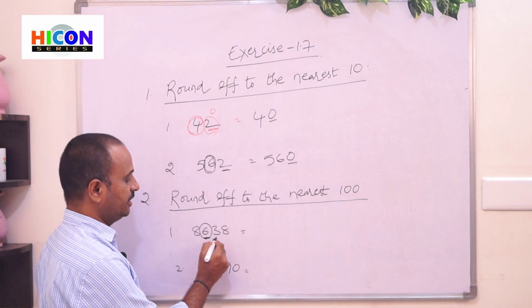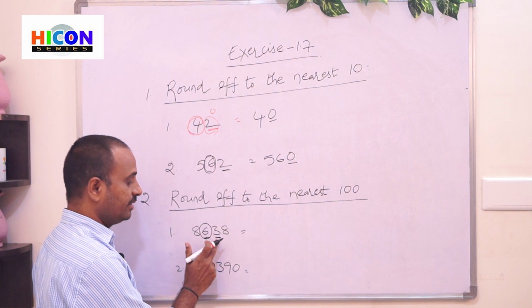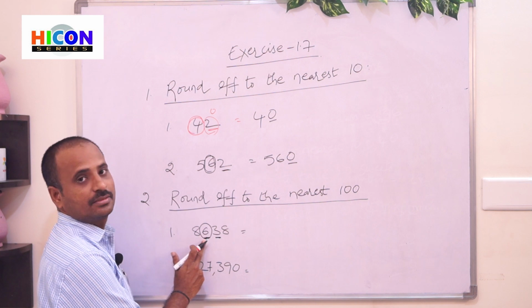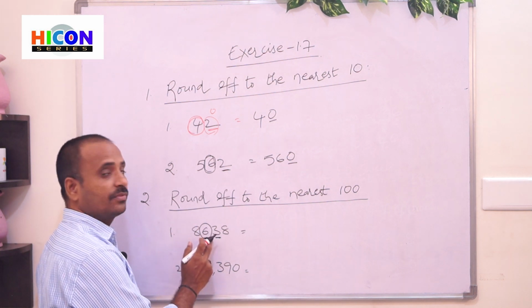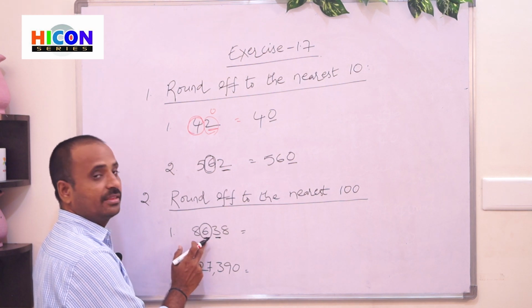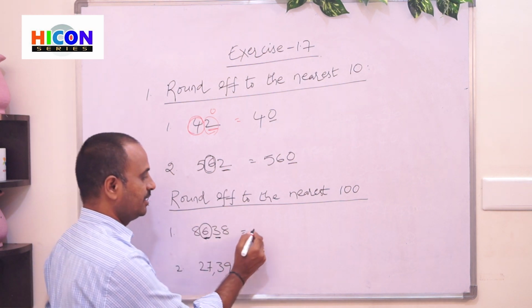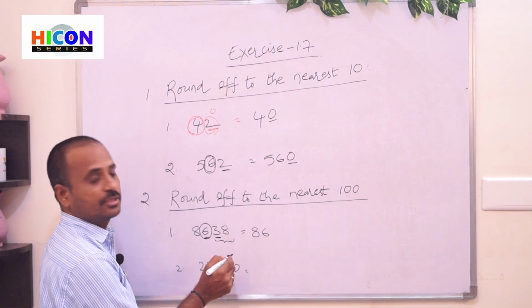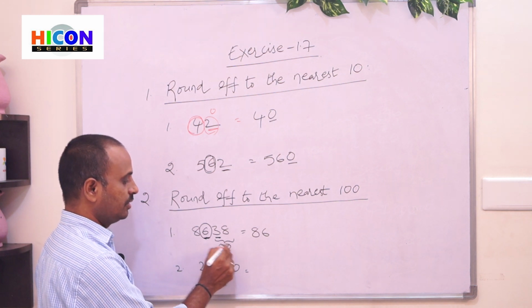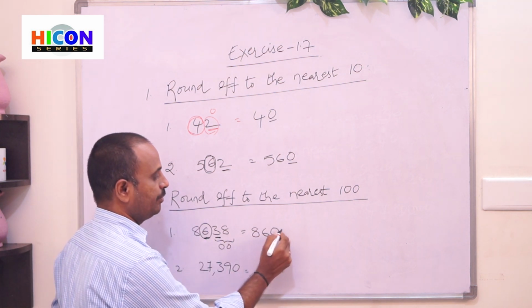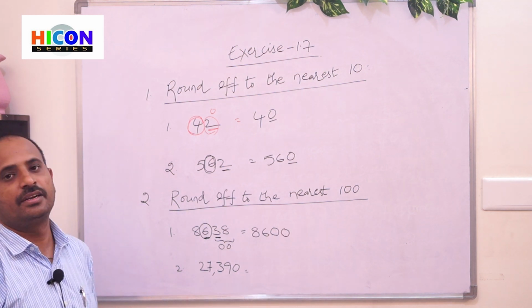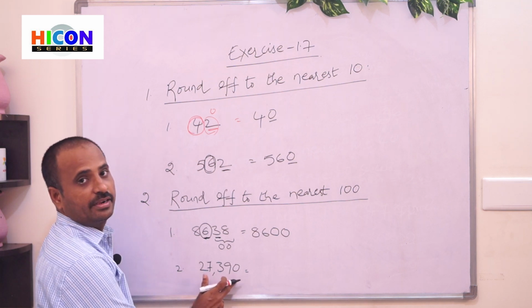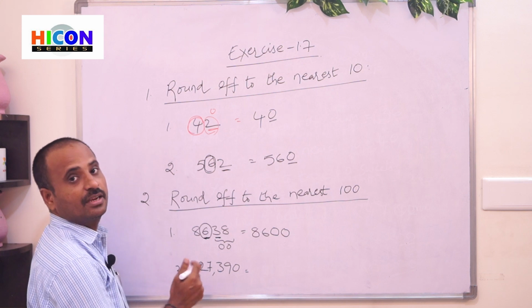So check the next digit. The next digit is 3 and 3 is less than 5. So that's why we have to write the same hundreds, that is 600s. If the next digit is less than 5, write the same hundreds, that is 600s. There is no change in the hundreds place and there are 2 digits after the hundreds place. So write 2 zeros after the hundreds place. So the number becomes 8,600. And see the second number, 27,390. So first identify the digit present in the hundreds place.